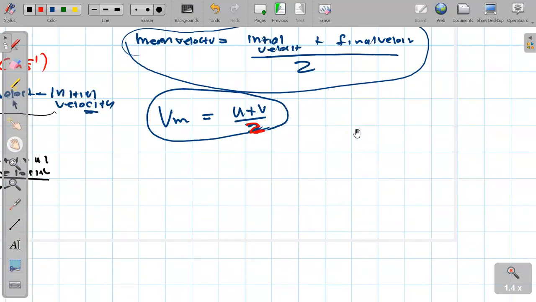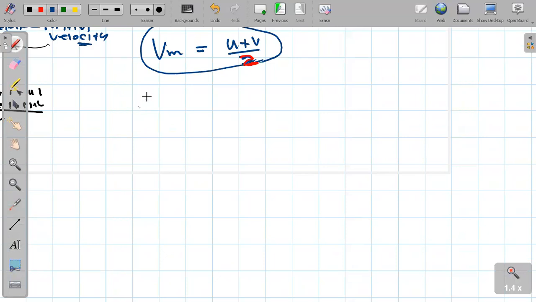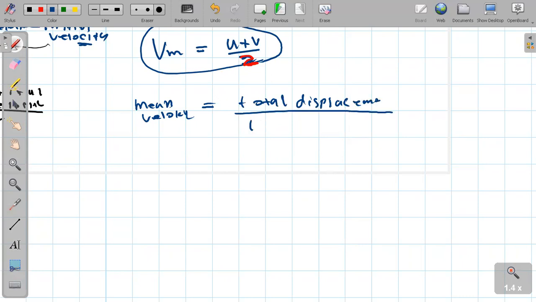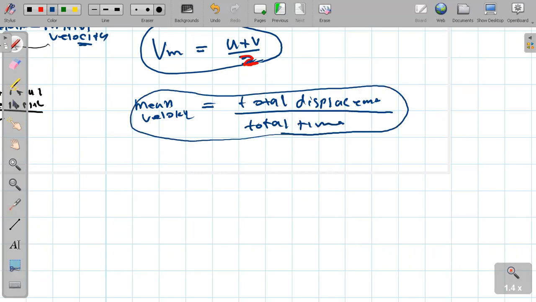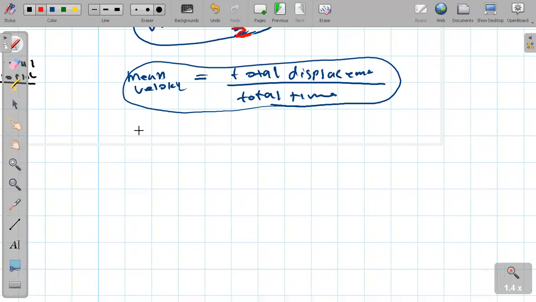The next way, there are two ways to do, as I told you. The second way is, you have to add the total displacement. Mean velocity equals total displacement over total time. Total means actually the only one displacement there.